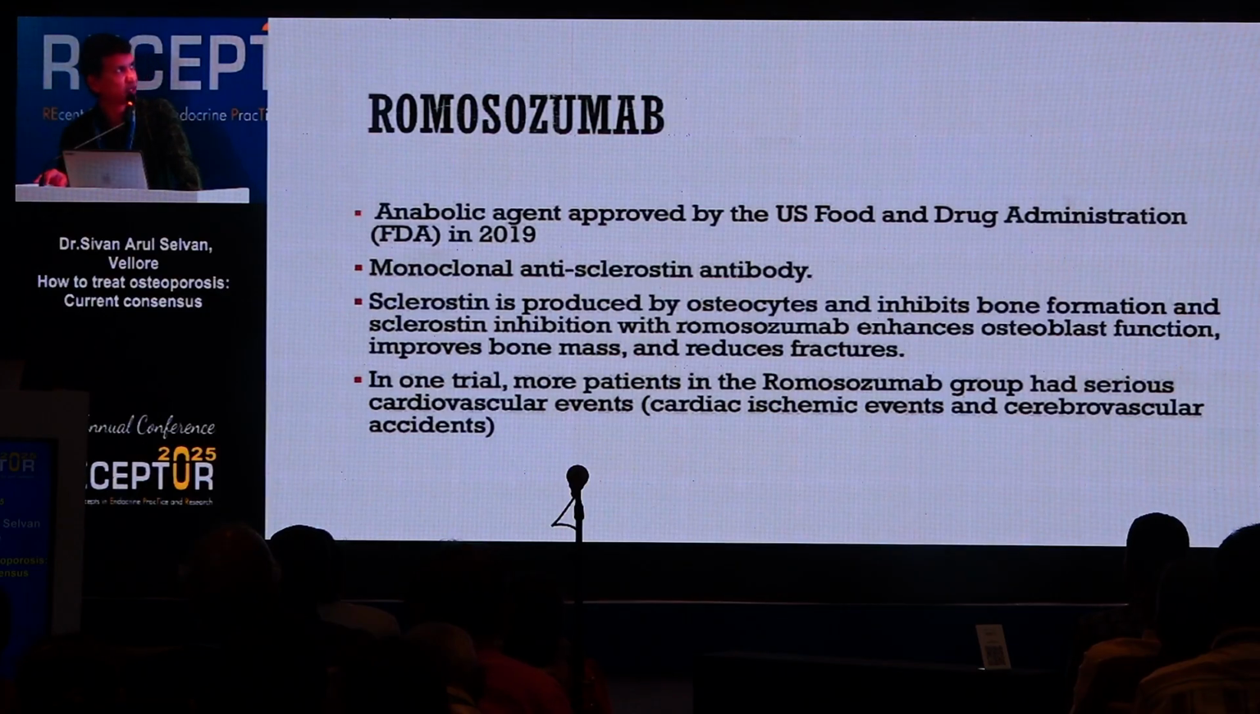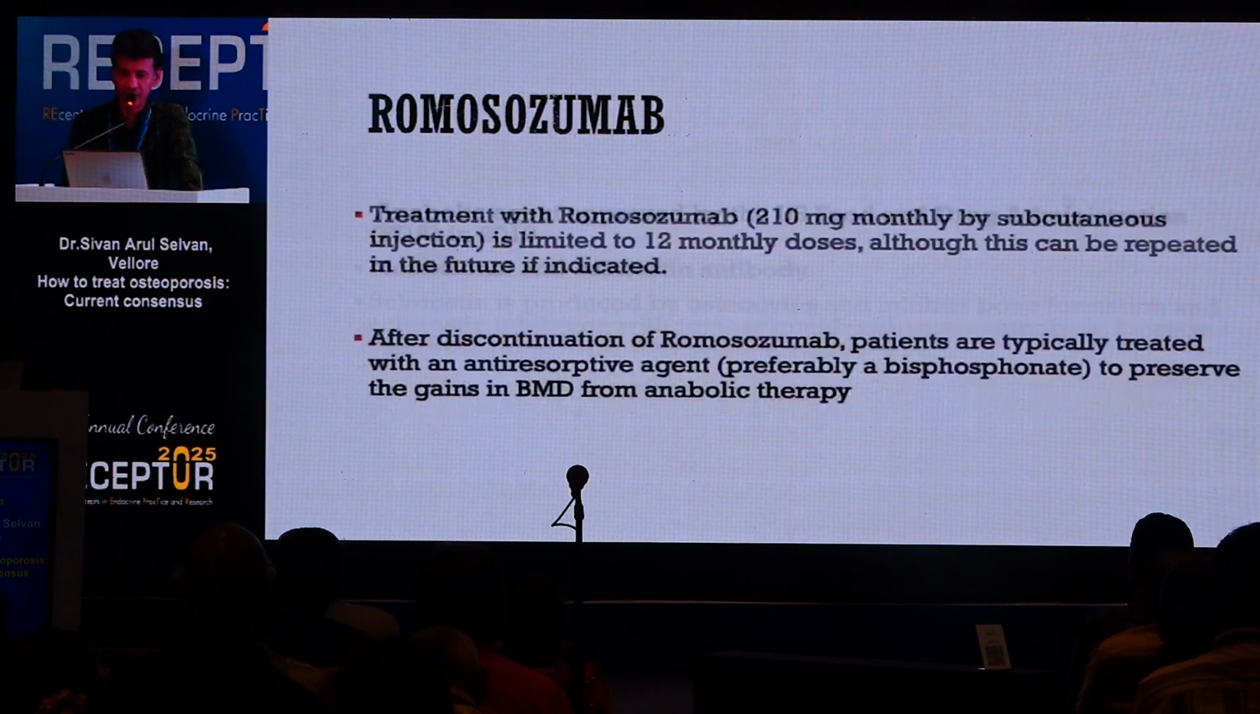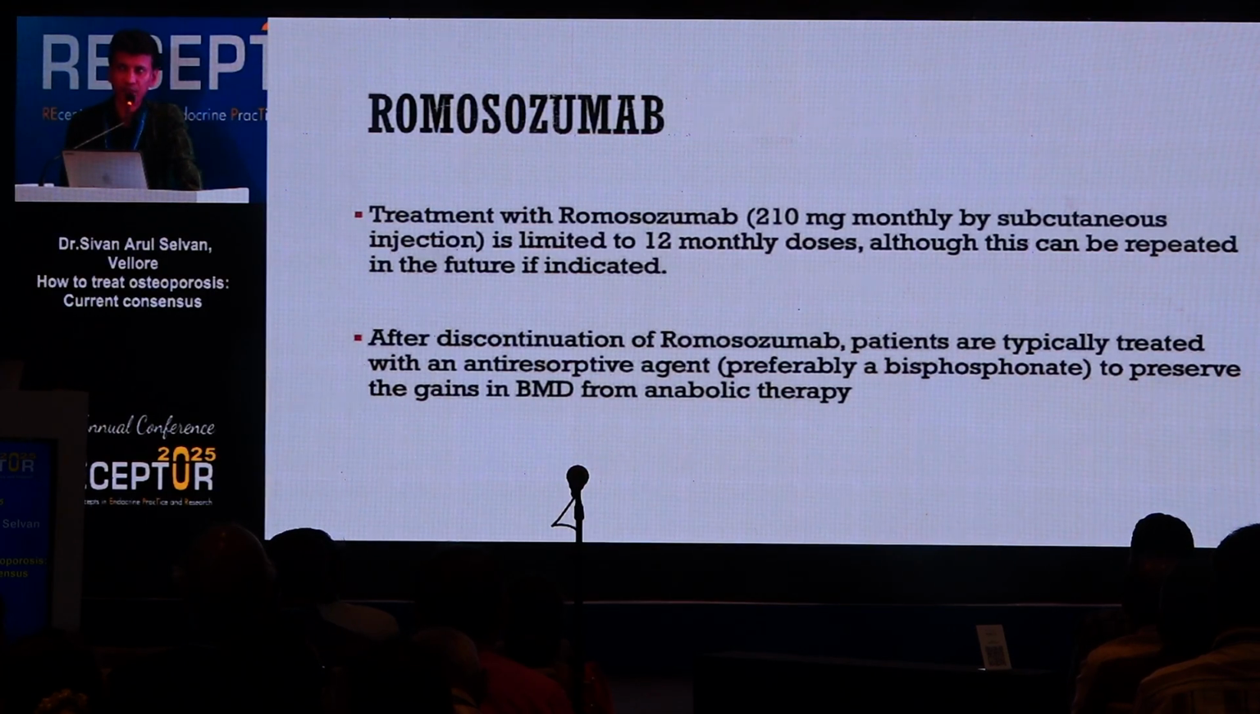So this is the latest one, romosozumab. It has come into the market but is not routinely used because of cost and availability. The increase in bone mineral density seems to be much higher than with PTH, but there are some cardiac safety issues. We need more data, I think, but it's approved from 2019. It is approved for usage up to 1 year, as a once a month injection.